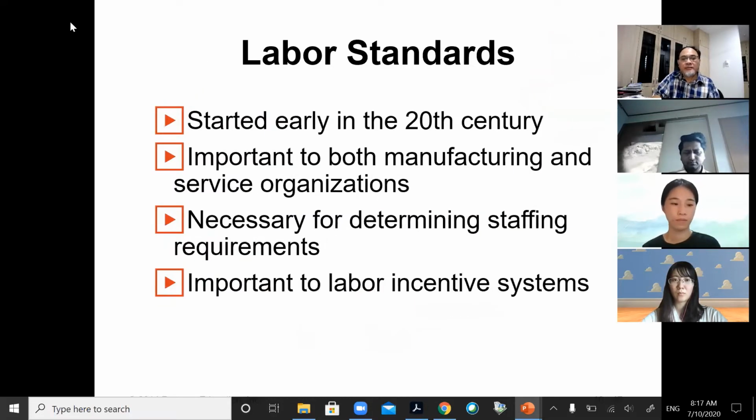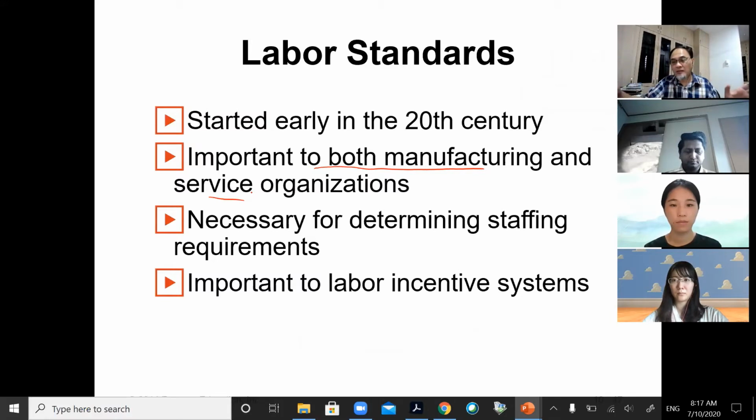Right. So it actually started in the early 20th century, and this is important to all organizations, both manufacturing and service organizations. That's why I give the example. I ask you to think about a hotel. Okay, so that's a service. I can always give you an example in manufacturing, how to assemble a tire on the car.